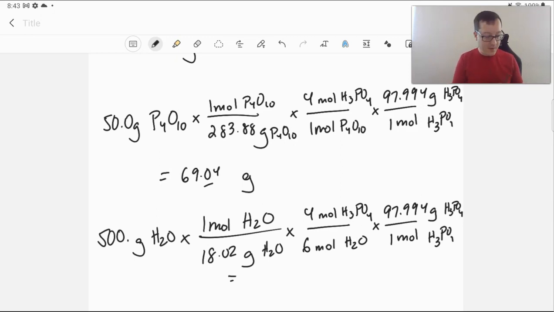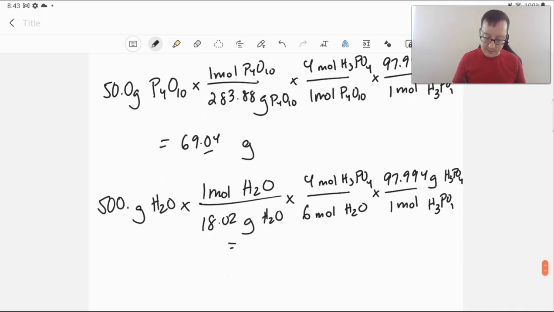So, doing the math, 500 divided by 18.02 times 4 over 6 times 97.994 is 1,812.689, whatever. We have a lot of numbers. We don't need them. We only have 3 sig figs here. So hopefully we'll see one of these reactants will run out a lot sooner. And indeed, that is the P4O10.